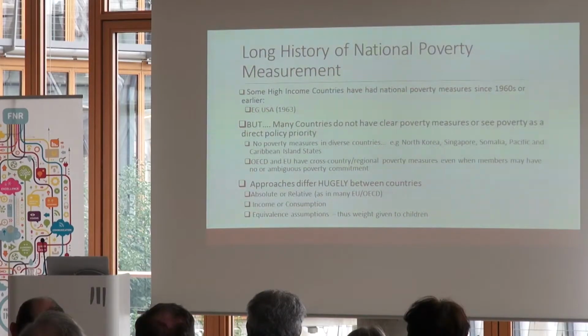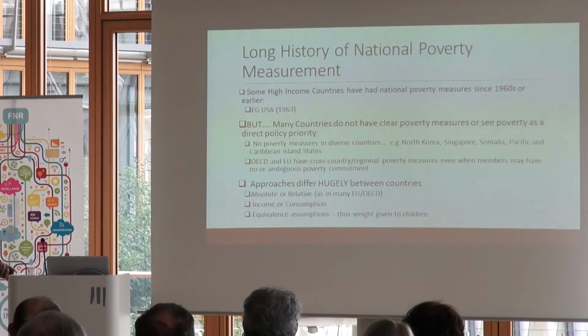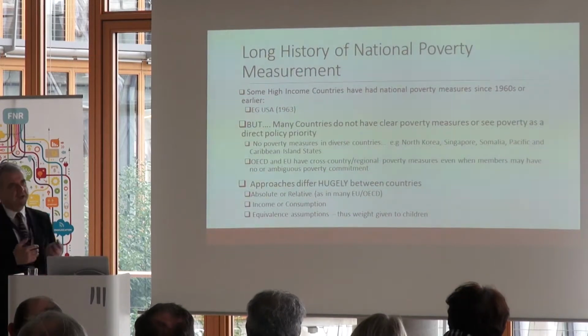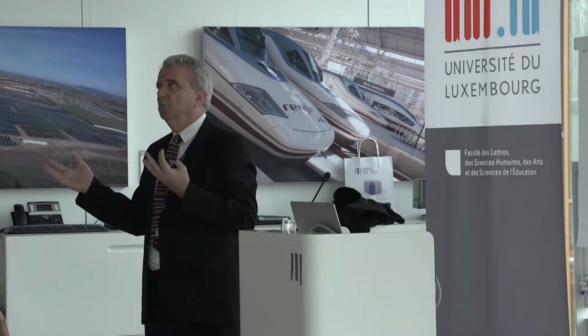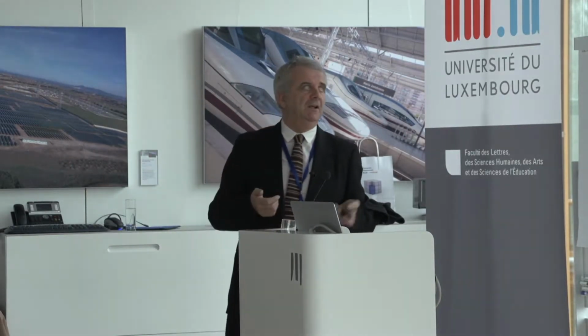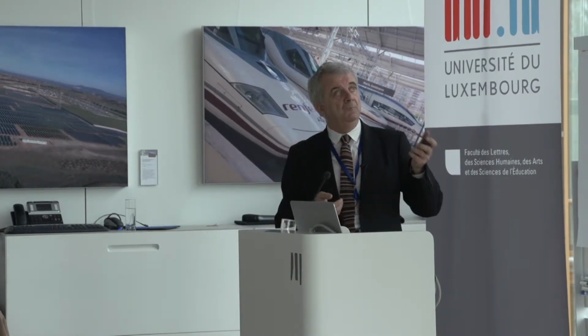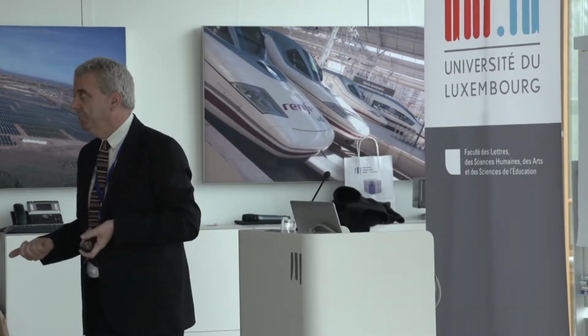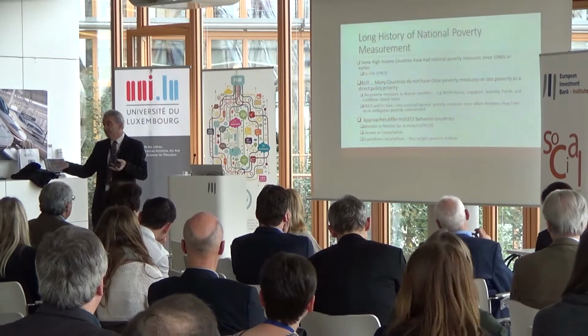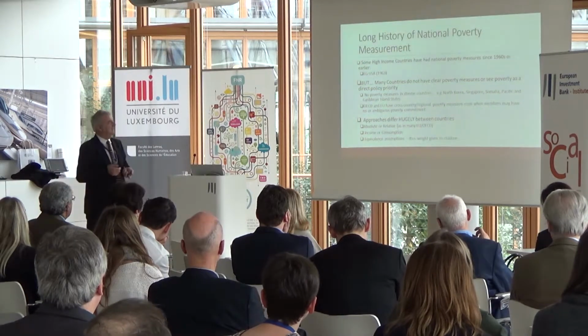Now, there's a long history to national poverty measurement, and some high-income countries have had these sorts of poverty lines at different times since the Second World War. New Zealand had one very early. America had one in 1963, which has become famous because it's one of the only high-income countries that still is anchored to an absolute poverty line rather than an EU-type relative poverty line.